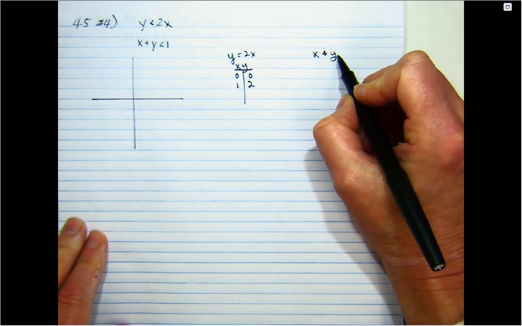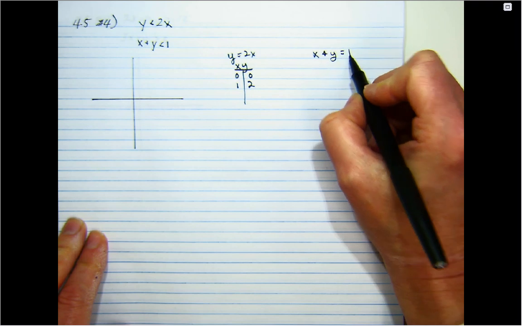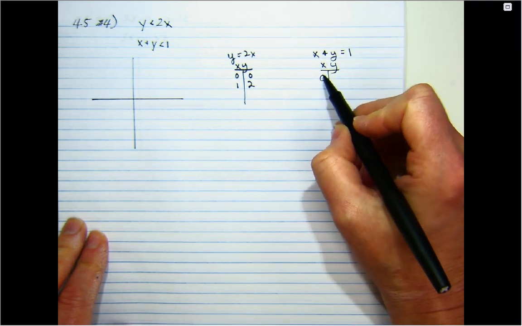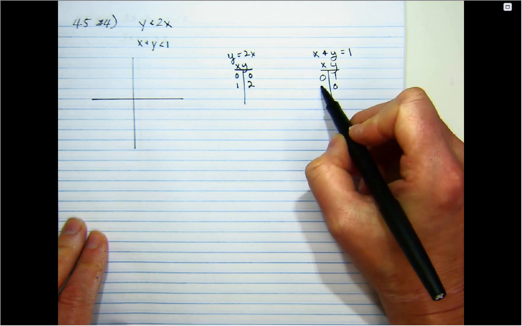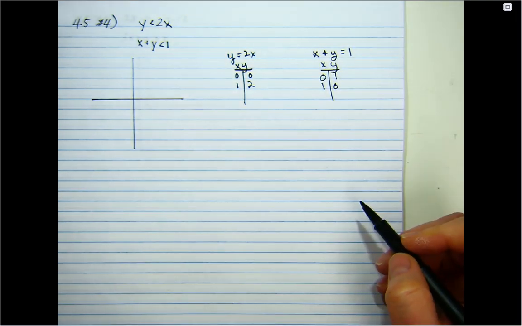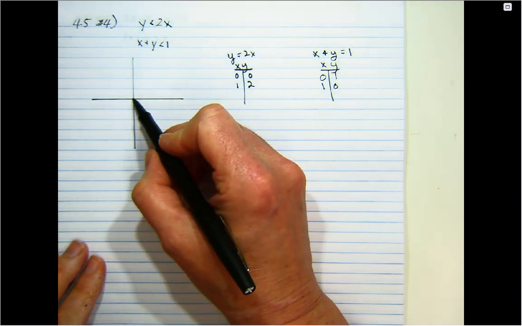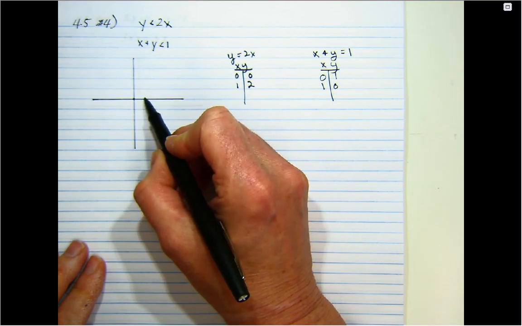Then we have the line x plus y equals 1 for another boundary. Here, if x is 0, then y is 1. If y is 0, x is 1. Now, once you have these points, you can go ahead and decide to plot the line. So we have 0, 0, 1, 2.